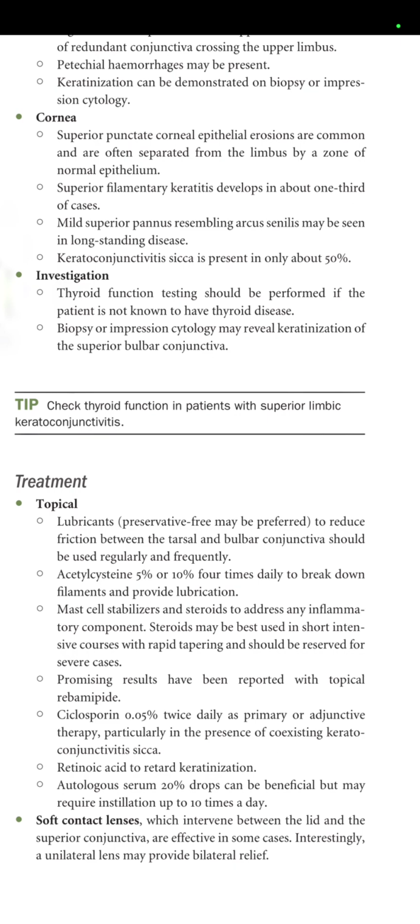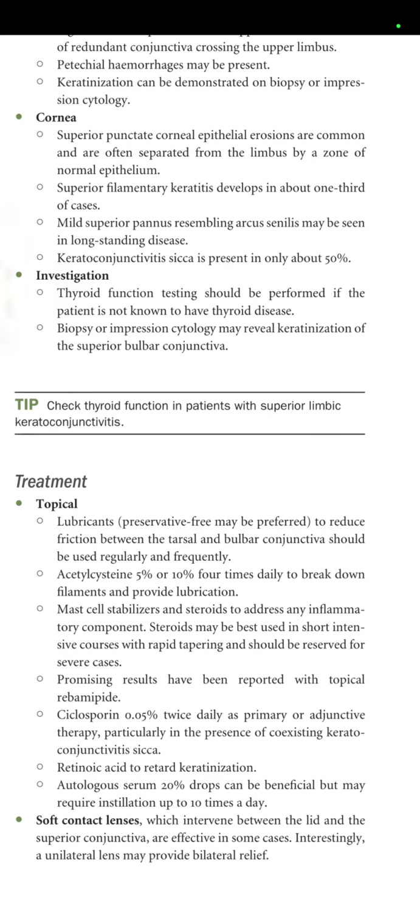So, topical treatment: lubricants, preservative free preferred, to reduce the friction between the tarsal and the bulbar conjunctiva, should be used regularly and frequently. Acetylcysteine 5% or 10% four times daily to break down the filaments and provide lubrication. Mast cell stabilizer and steroids to address any inflammatory component. Steroid may be used, best used in a short intensive course with rapid tapering, and should be reserved for severe cases.